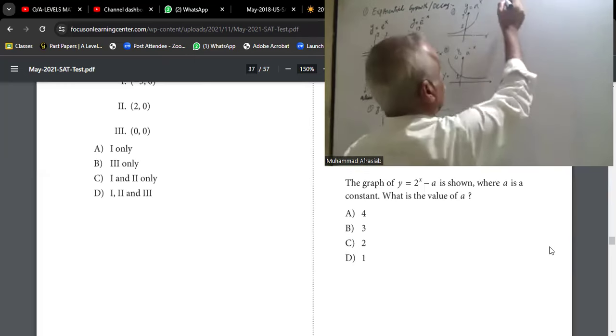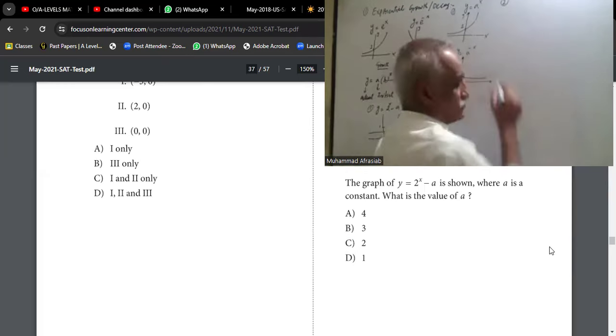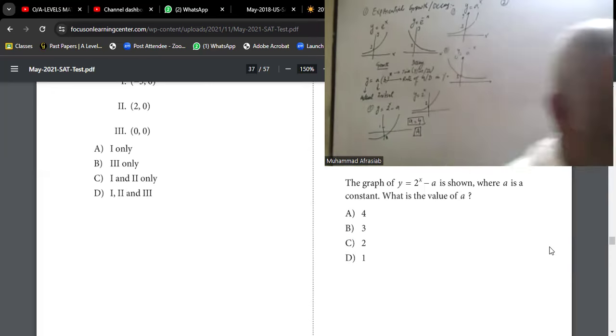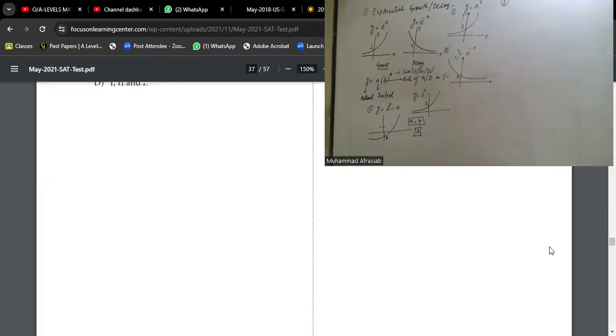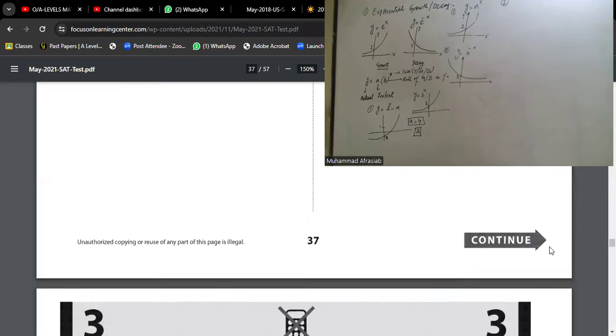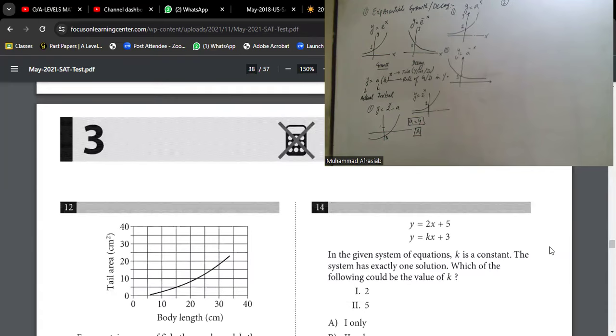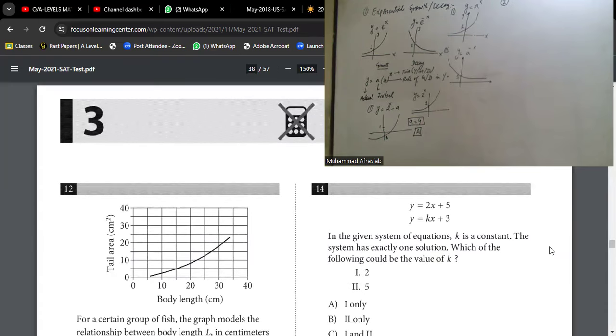Then question number 2. We have just selected the questions related to exponential growth or decay from all the assignments. This is question number 12, and the graph is shown like this.